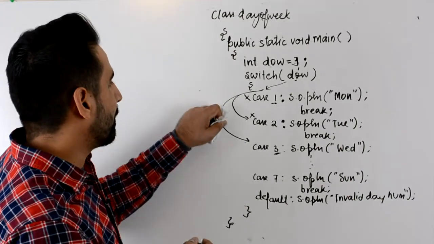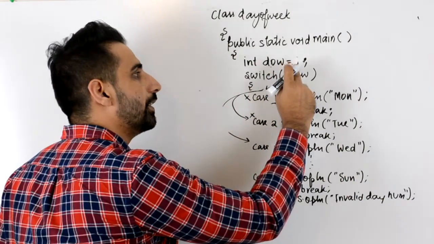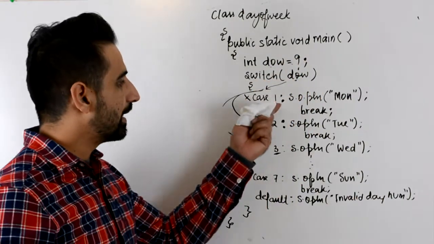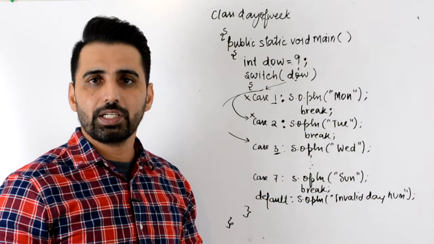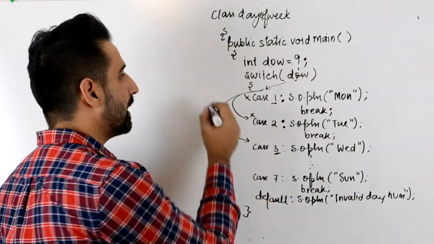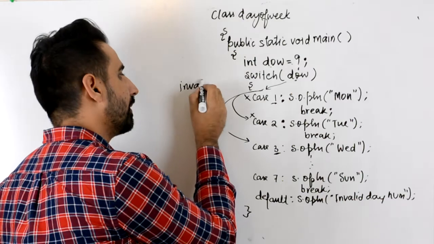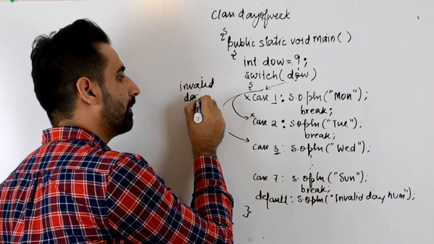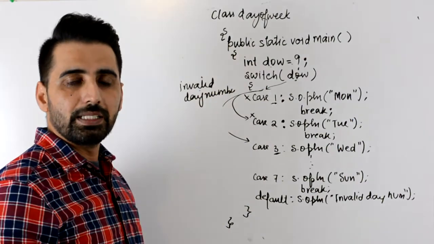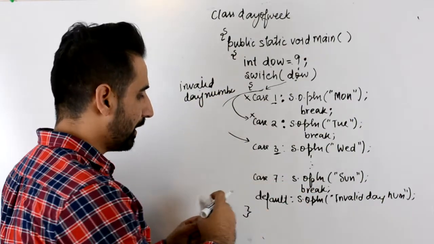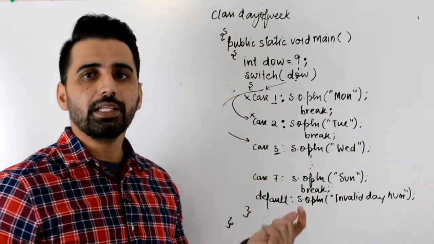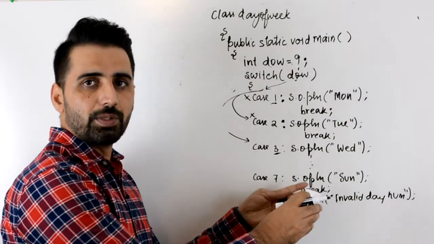Now let's take another example. If I put a value of DOW as 9, then none of the cases 1, 2, 3, 4, 5, 7 will match. So where will it go? It will go to default, then it will print invalid day number. Okay, so that means if none of the cases match and we don't have a default, then what will it print? It will not print anything, because none of the cases match.